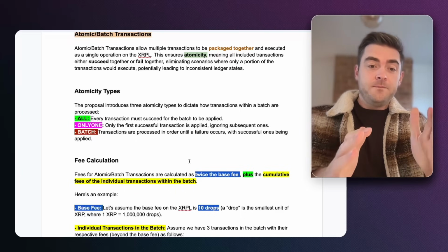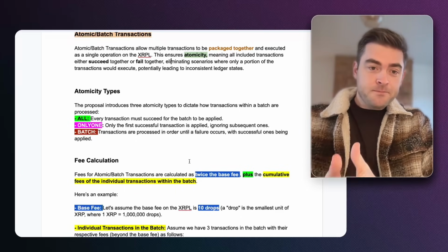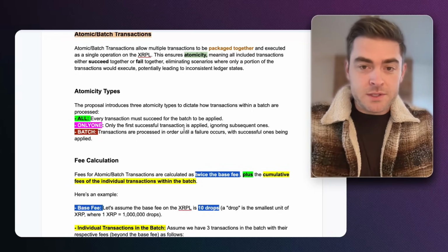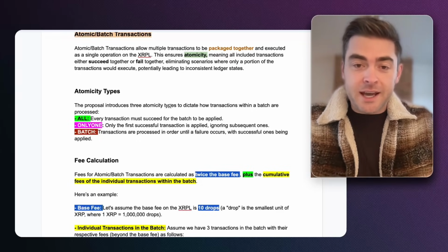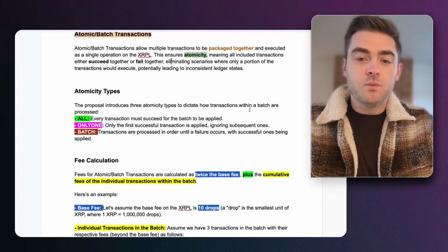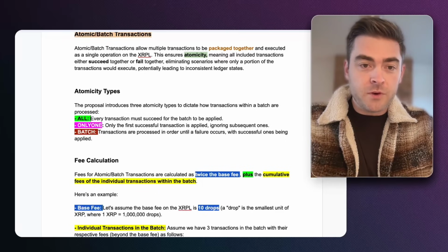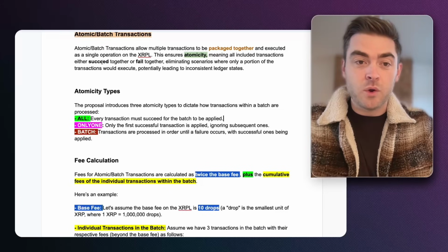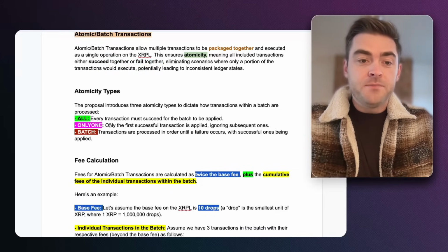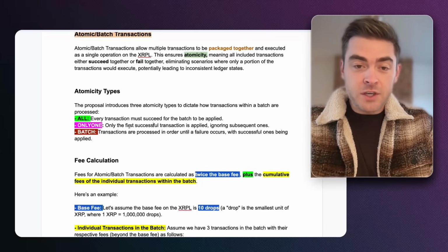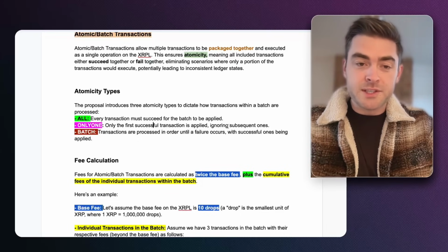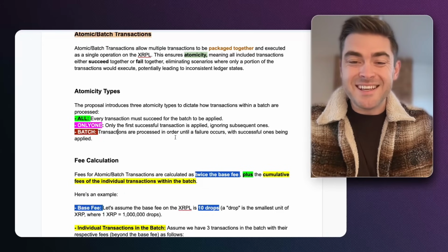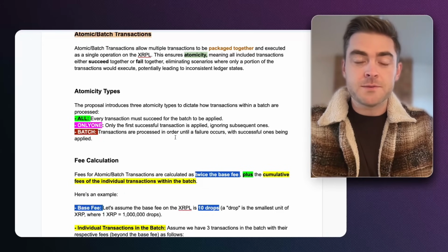You can either have an all atomicity, an only one atomicity, and a batch atomicity, and let's explain each one of those. So these different types dictate how transactions within a batch are actually processed. For all, that means every transaction must succeed for the batch to be applied. That's that all or nothing thing that we talked about earlier. Then only one is only the first successful transaction is applied, ignoring subsequent ones. Then you've got batch, which is transactions are processed in order until a failure occurs, with successful ones being applied.